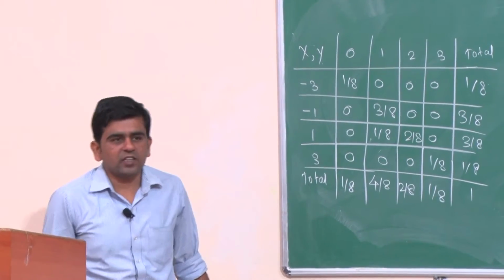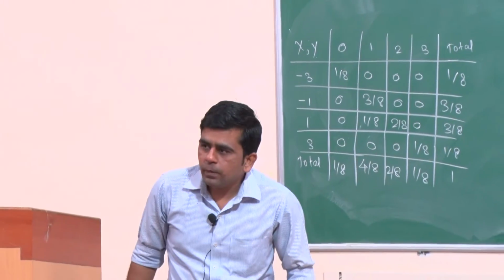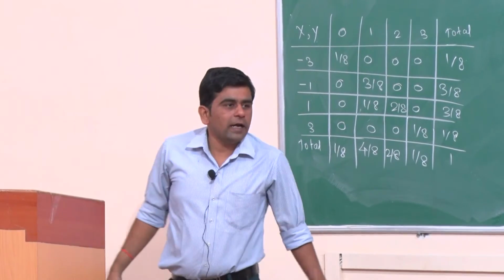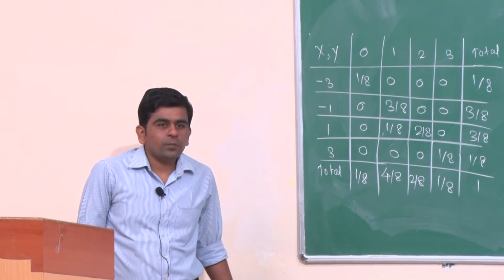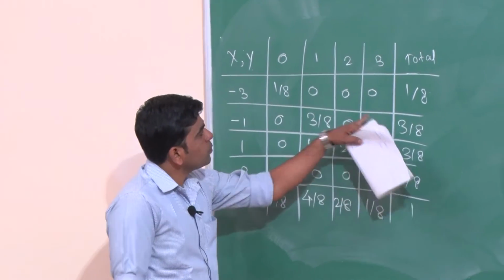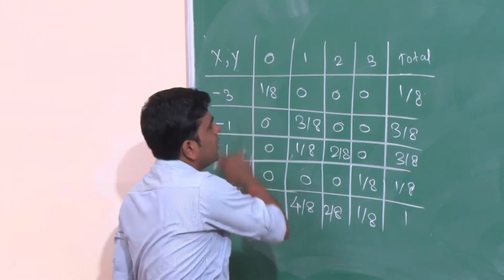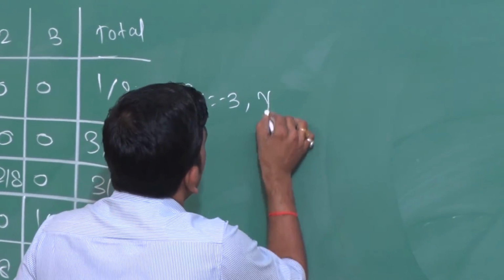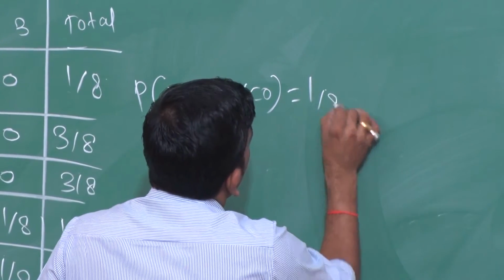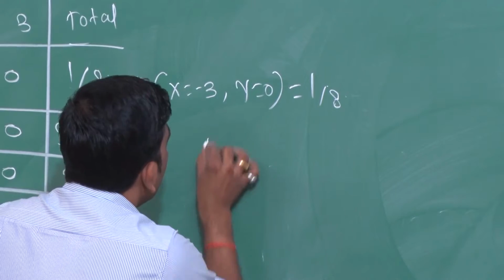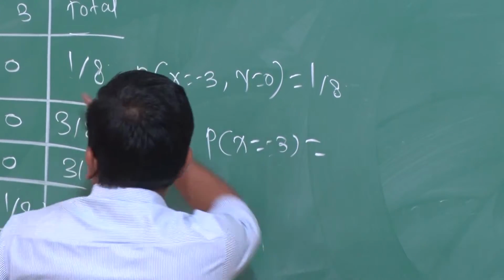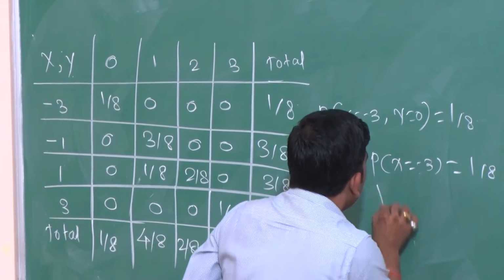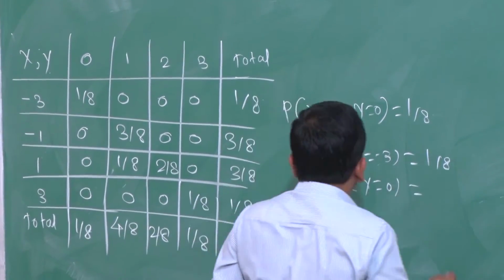Over this one we have to find out whether these two random variables are dependent or independent of each other, and whether they are correlated or uncorrelated. So first step, you have to find out their dependency. Consider any joint probability. For the first case, consider the probability for X equal to minus 3 and Y equal to 0. This joint probability is given as 1 by 8. The marginal probability for X equal to minus 3 is 1 by 8, and the probability for Y equal to 0 is 1 by 8.